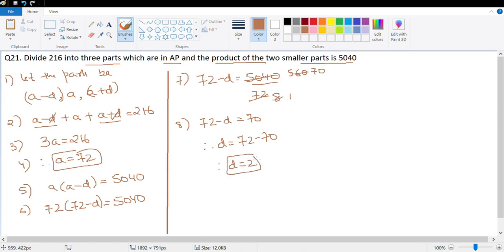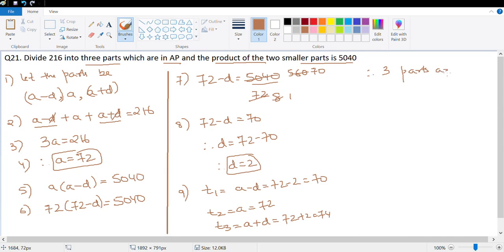We've got the value of a, we've got the value of d, so we can figure out the 3 parts. First term is a minus d, in this case 72 minus 2 is 70. Second term is a, which is 72. And third term is a plus d, which is 72 plus 2, which is 74. Therefore, the 3 parts are 70, 72, and 74. Simple question. Let's look at the next one.